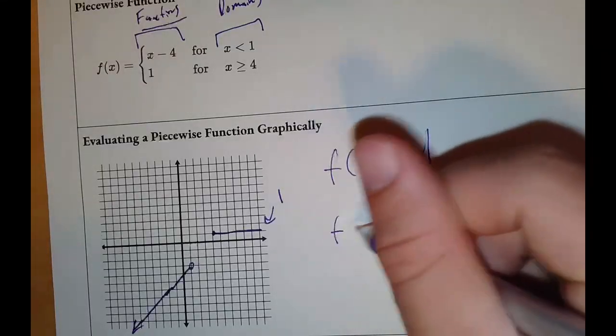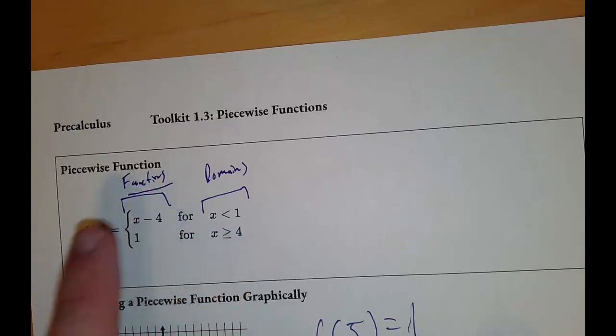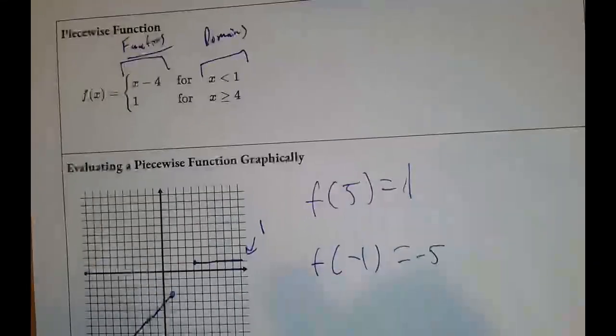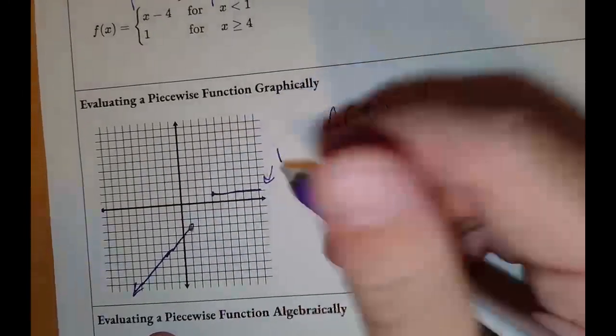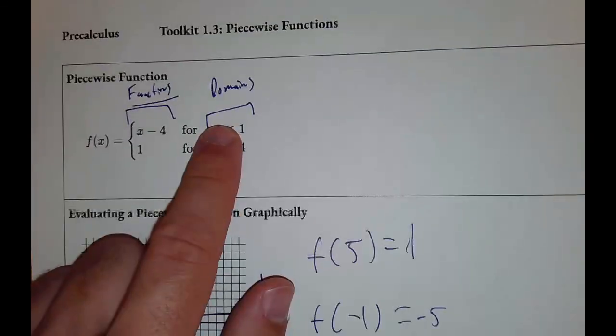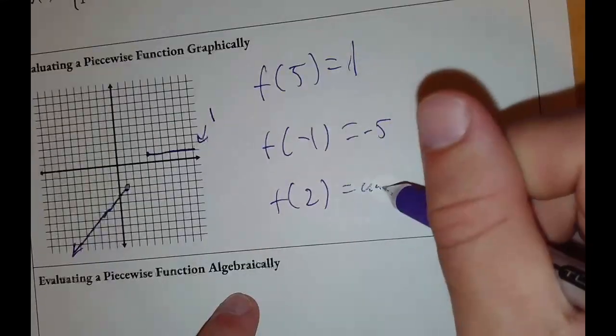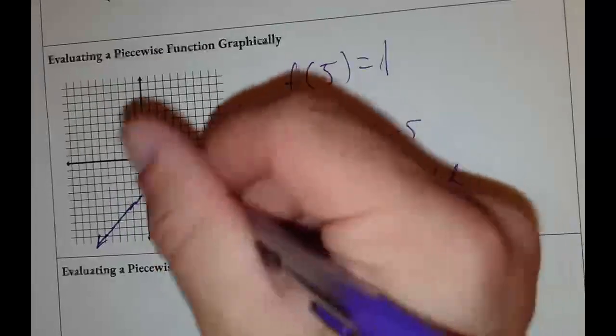If you wanted to find f of negative 1, is negative 1 less than 1? Yes. So you can put it in this. Negative 1 minus 4 is negative 5. You could also find it on the graph here at negative 1 and negative 5. But if you had something like f of 2, is 2 less than 1? No. Is 2 greater than 4? No. This would be undefined, because there is no f of 2.